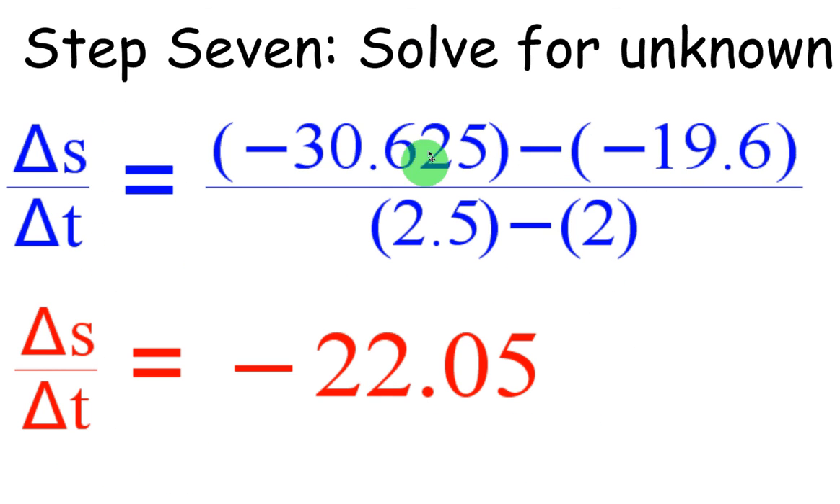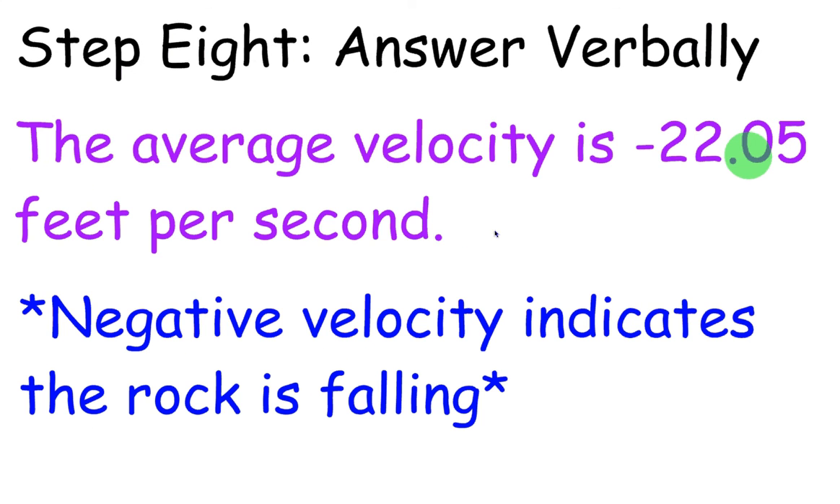Now that we figured out those other unknown values, we can plug them into this equation. You can use your calculator, however you want to solve this. You end up with an average rate of change of negative 22.05, which means it's falling at a rate of 22.05 feet per second on average. That is its average velocity.